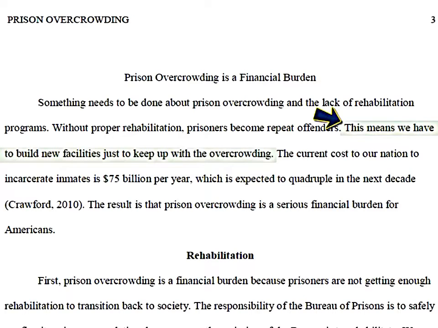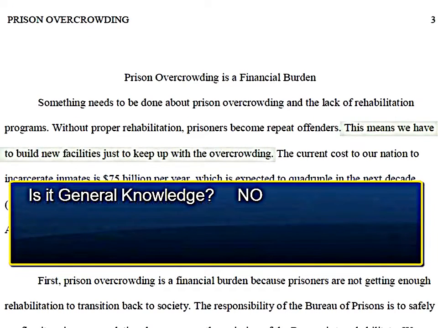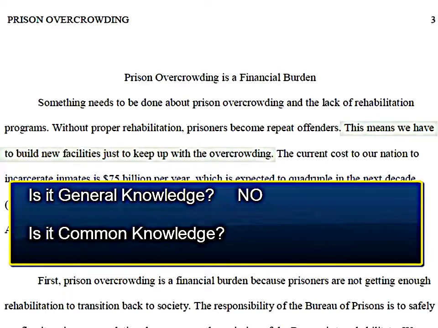"This means we have to build new facilities just to keep up with the overcrowding." Is it general knowledge? No. Jane probably didn't know it before she began researching. Is it common knowledge? Yes. As Jane did her research, she saw that this idea, the expanding need for new prison facilities, is a concept known and shared by experts in this field. Therefore, no citation is needed.